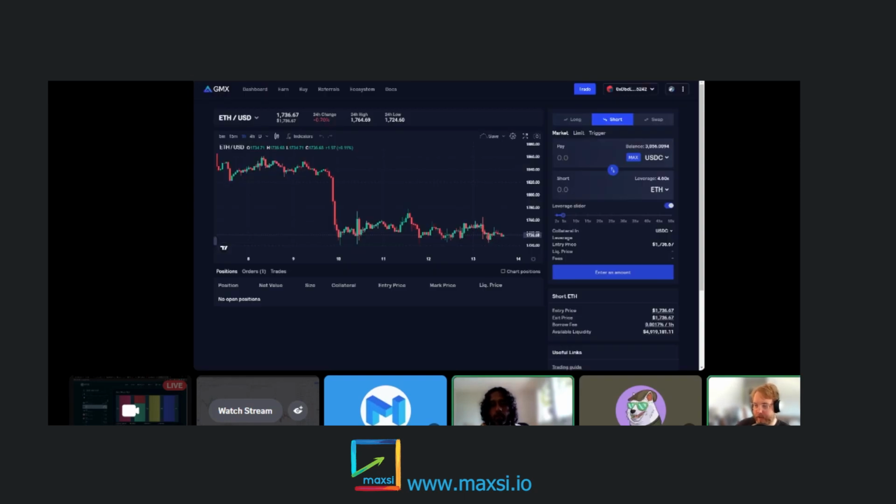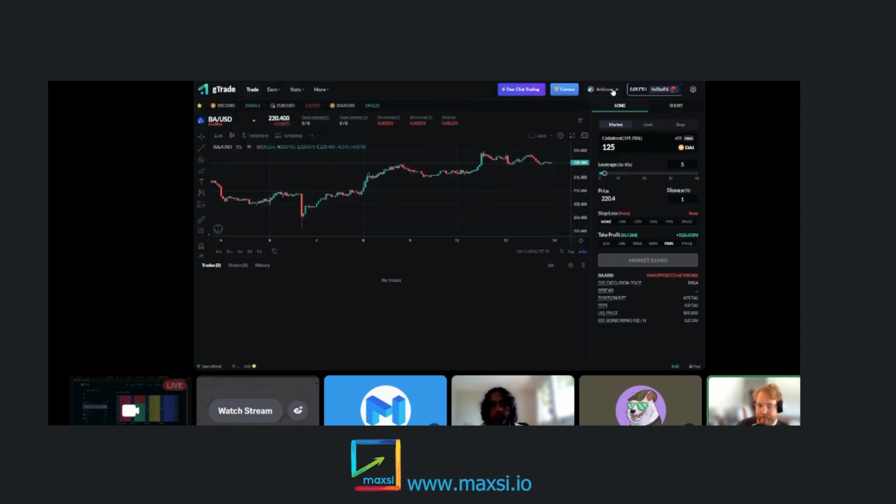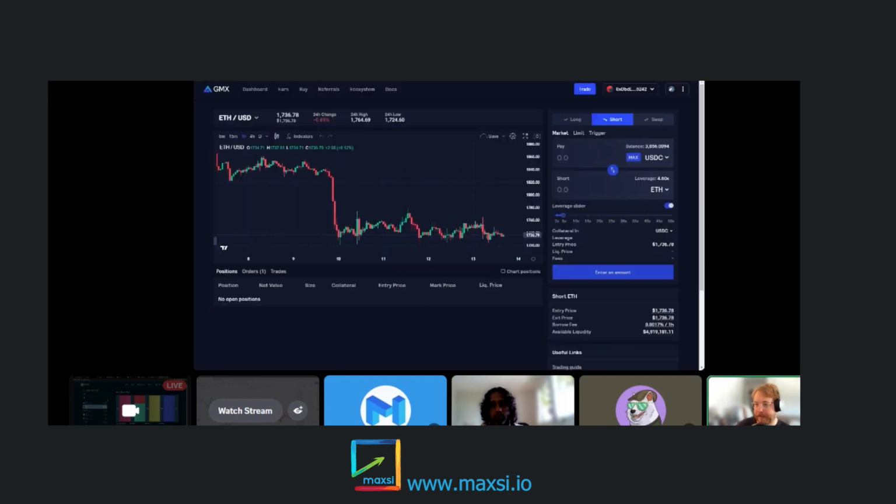So we got GMX, we got Gains Network, and we got Cap. All three of these are, you can see up here, running on Arbitrum. Cap is also on Arbitrum and Polygon if you want. So if you prefer using Polygon, you can use Polygon on that one. And then GMX is Arbitrum and Avalanche.